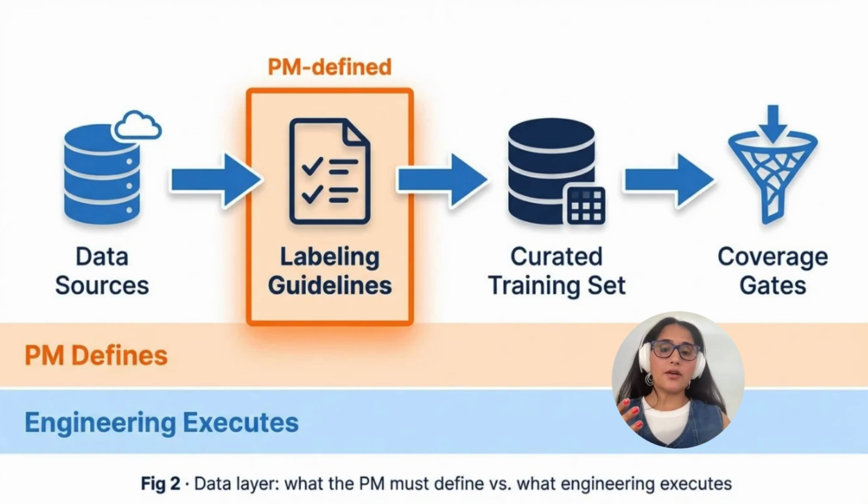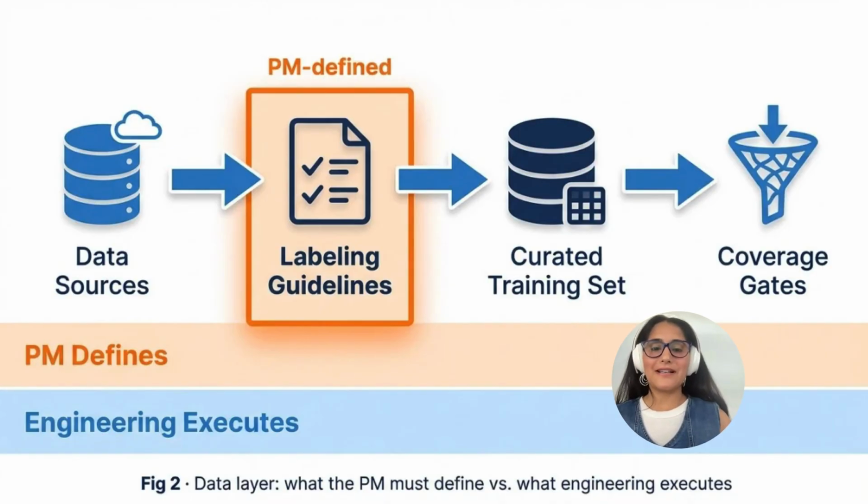Fourth, you align the quality gates. Work with your data team to make sure the automated checks are actually measuring things that impact user experience. Not just volume, not just format validity, but distribution, coverage, recency. All of it tied back to what users need. The data layer is not engineering's problem to own alone. It's where PM defines what good means before a single training run happens.